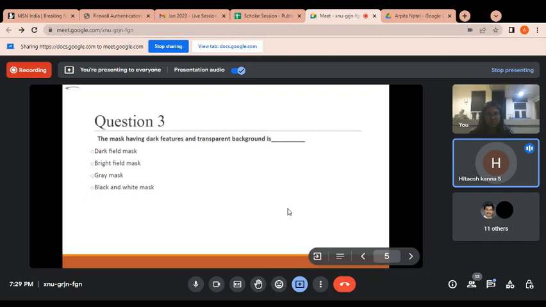Option B is correct, ma'am, because in the middle we have a dark color, and in the background there is a bright color. So when UV is exposed, the transparent background will be exposed to UV light, ma'am.